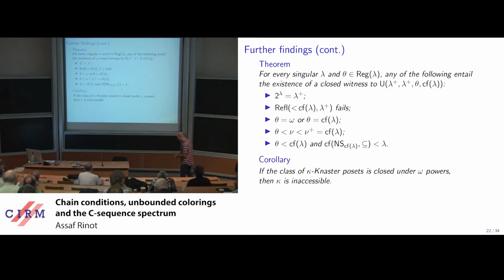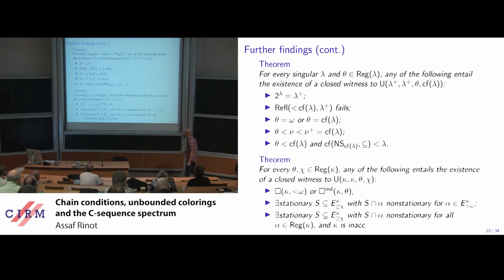So the upshot here is that if the class of kappa cluster posets is closed under omega powers, again, this is in ZFC, then kappa has to be inaccessible. We handle successors of regulars, we handle successors of singulars. This is already what we know at this stage.